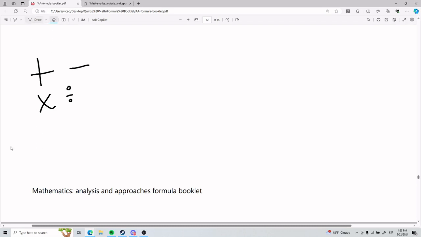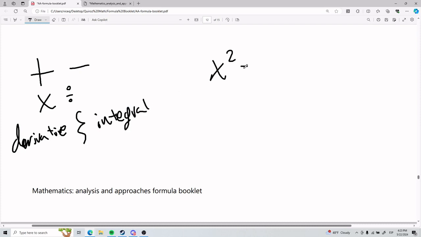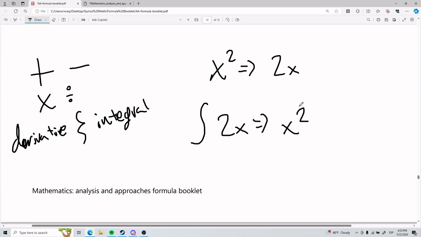So I'm just going to write it. So derivative, its partner, its mirror, is going to be the integral. That means if you have, I don't know, x squared, and you do the derivative of this, you end up with 2x. But if you have 2x, and you do the integral of this, you're going to end up with x squared. Now, here's the interesting thing.